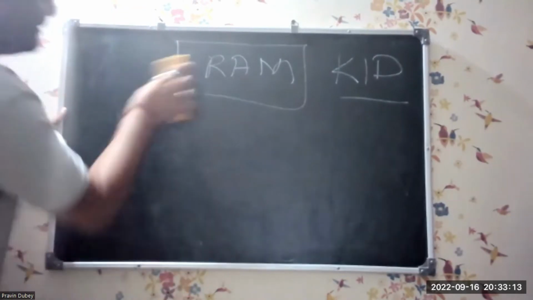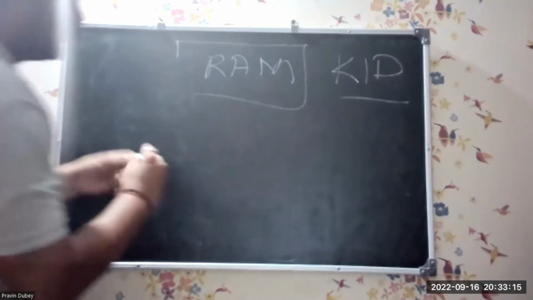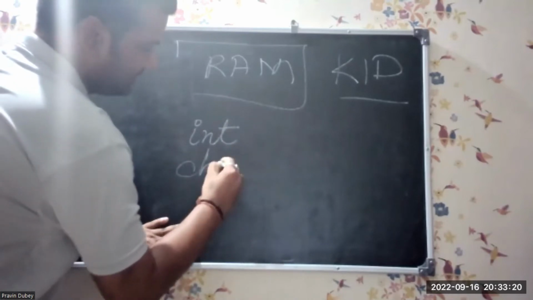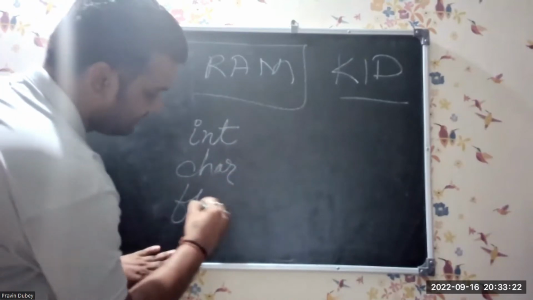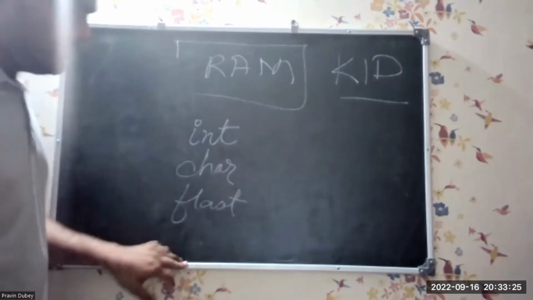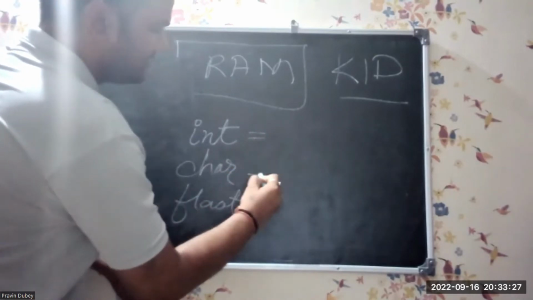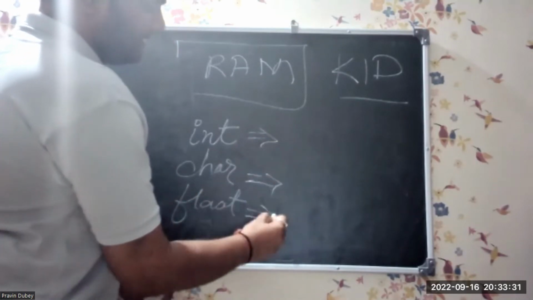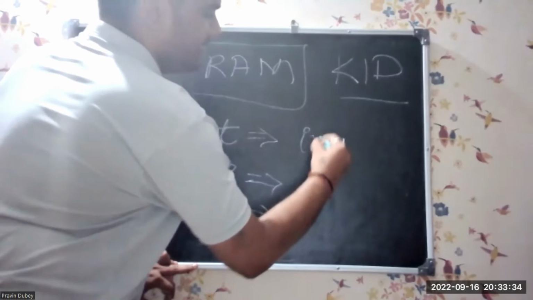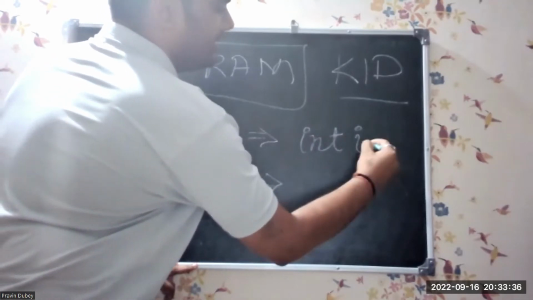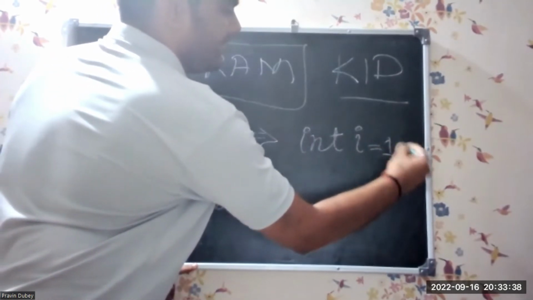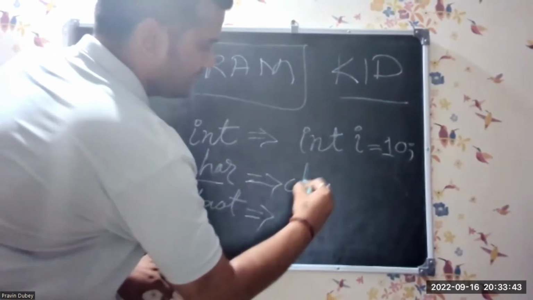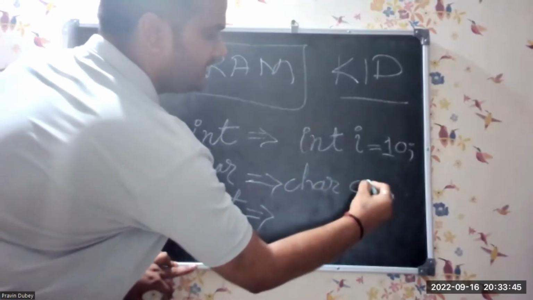Let's take a look at other data types, right? So what we have learned, integer, character, and float. That's all we know for now, right? We only know integer, character, and float. So we just saw how to create an integer variable. It is int, let's say i equals to 10. Okay. Similarly, character would be char t equals to.